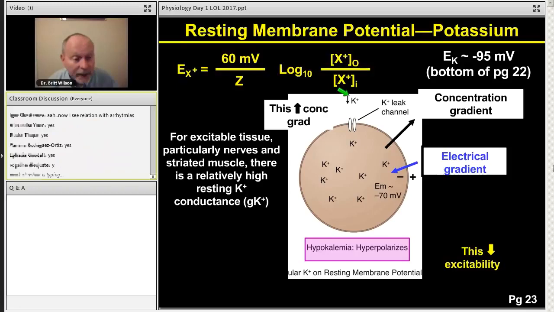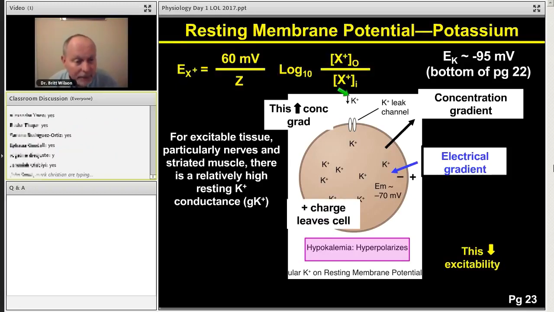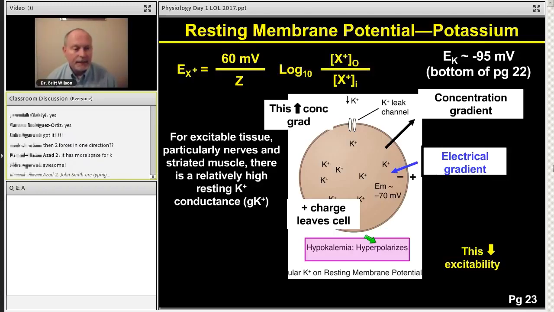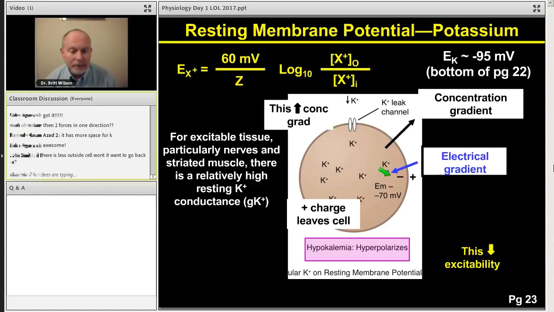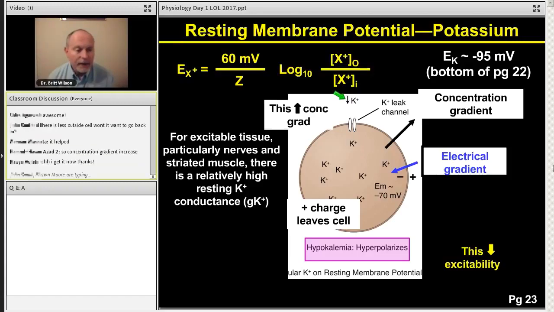And if I got a bigger concentration gradient, positive charge leaves the cell, hyperpolarize. That's the easy way to remember it. You can remember it forever. It's so simple to remember it that way. Okay? So use that as your trick to remember what's going to happen to resting membrane potential with hypo or hyperkalemia. Very high yield for Step 1.